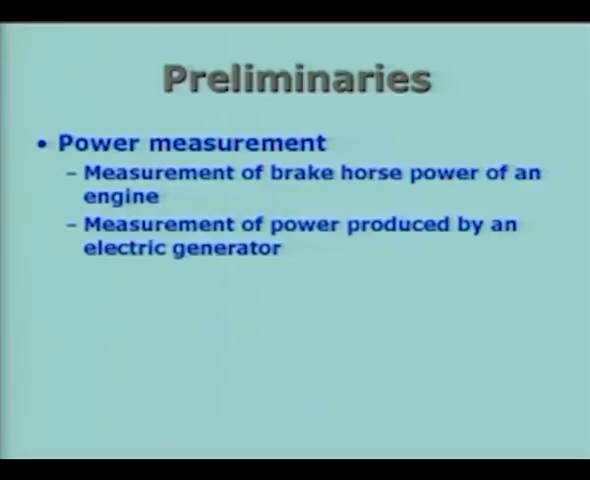The next one you are going to be interested in is power measurement, and as I mentioned just a little while ago, we have the important case of measuring the brake horsepower of an engine. The specification of an engine is always in terms of its RPM, the higher speed it will operate at, and also it will tell you what horsepower it will produce. So, this is an important quantity which we have to measure.